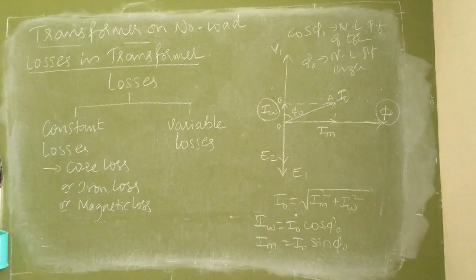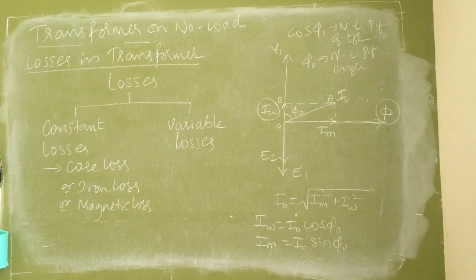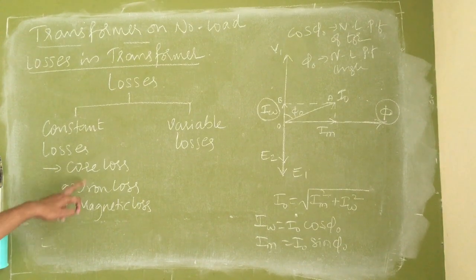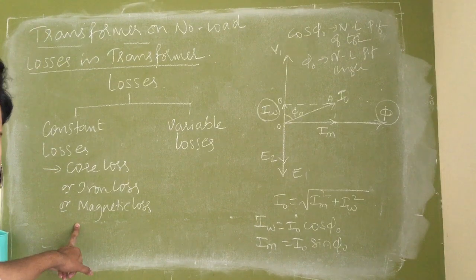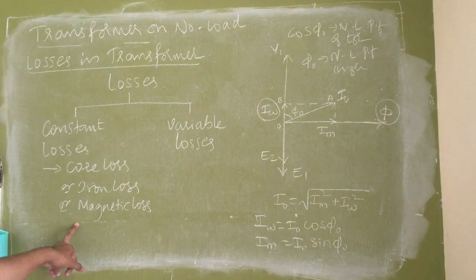Or this is also known as magnetic loss. Okay? Why? Because these losses are occurring because of magnetization. When we exactly see what are those core losses, you will get to know further clear.